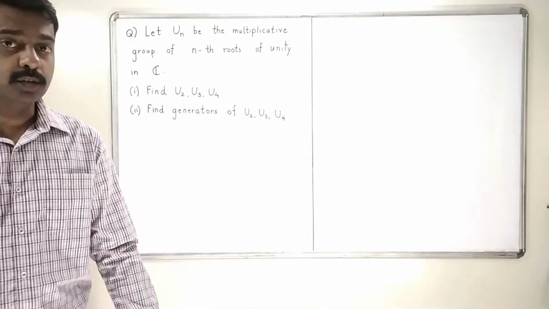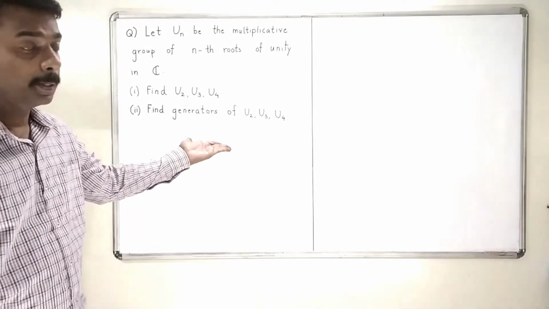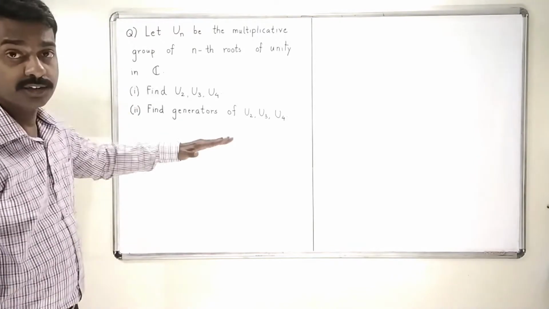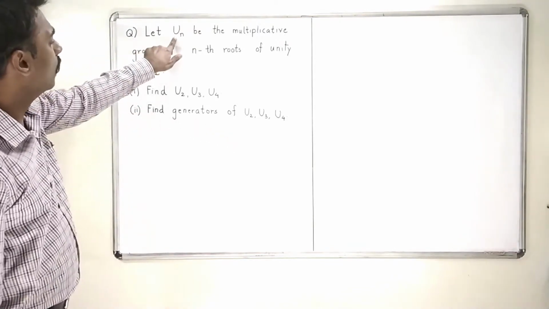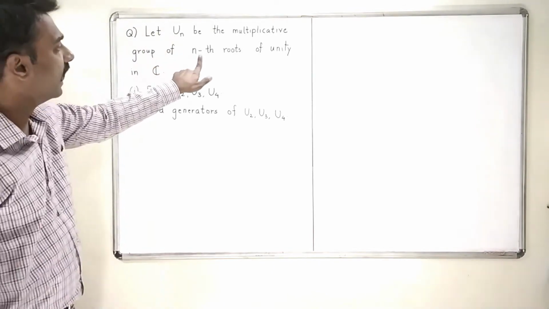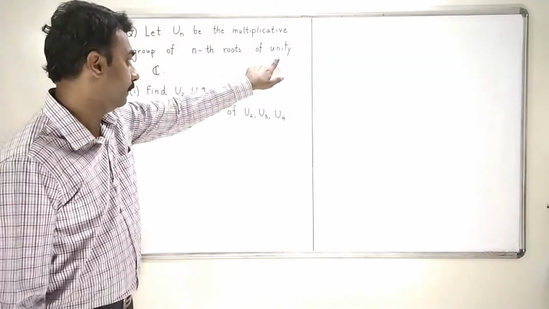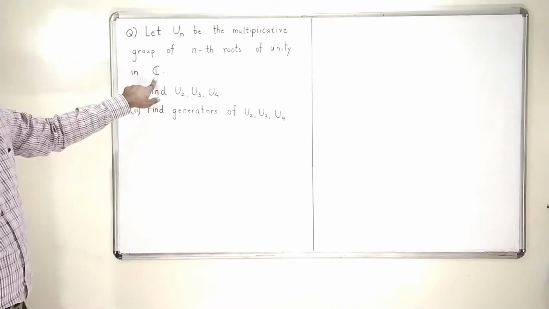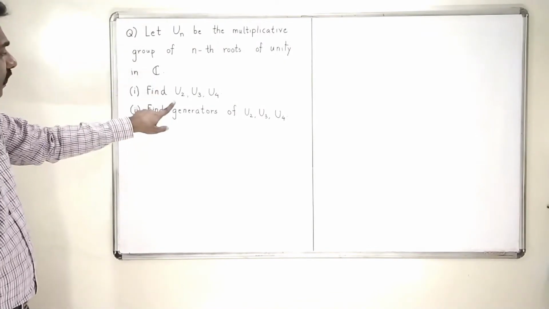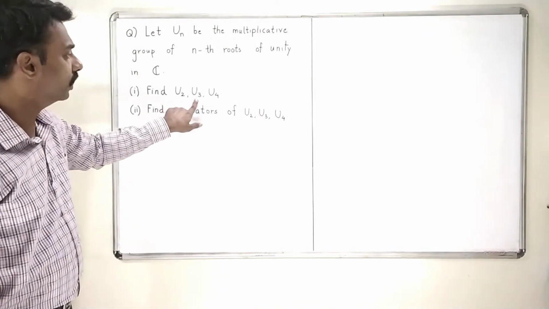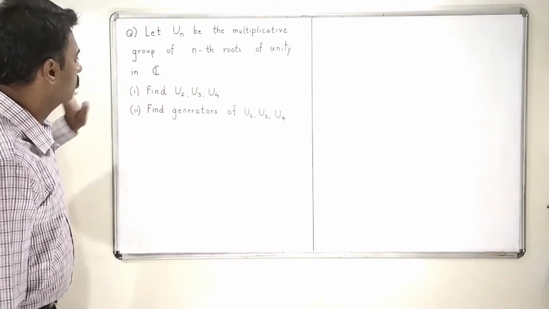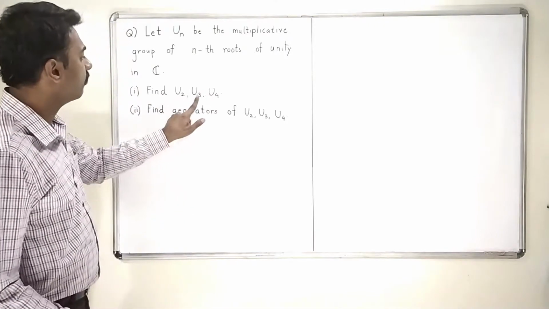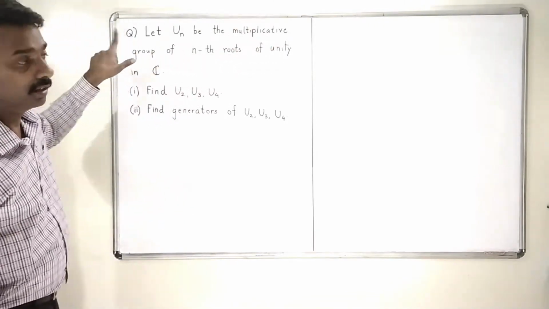Now, let us go to one example, which is a very interesting example. So this is UN, I'm calling UN as a group of nth roots of unity in the complex plane. C is a complex plane. We have to find U2, U3 and U4. Now what is the meaning of U2? Let's go one by one so that this exercise will be clear to you.